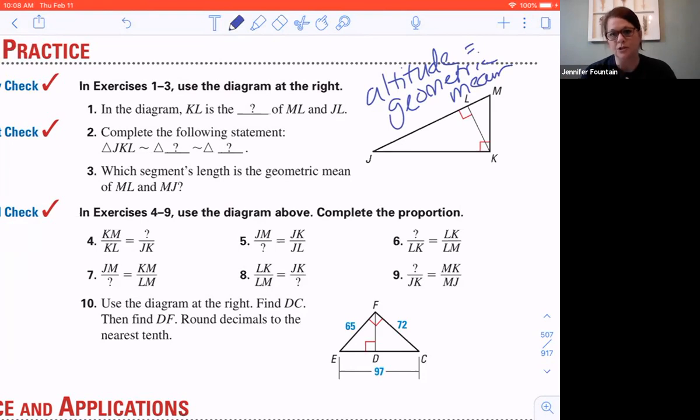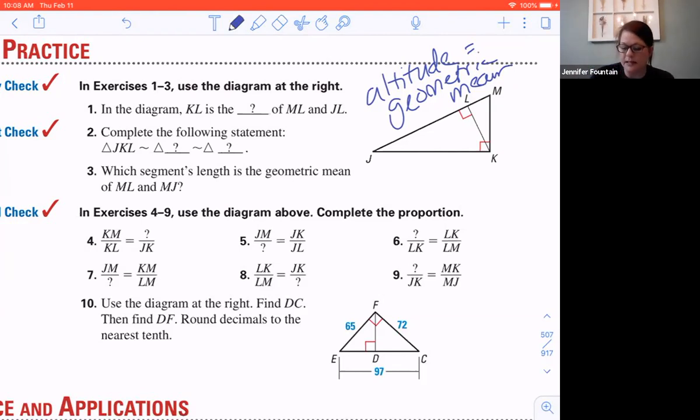So remember, my altitude goes from a right angle to the hypotenuse. When it goes from the right angle to the hypotenuse, I have two similar triangles. Okay. So I can use that altitude as the geometric mean. The altitude is the geometric mean. Go ahead and memorize that.